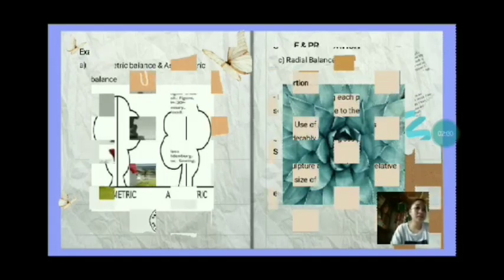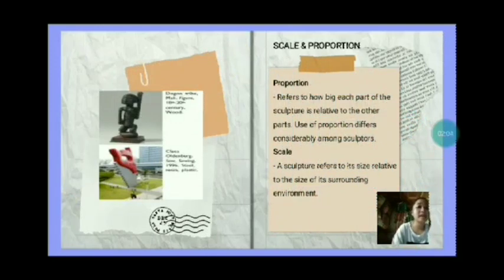So next, scale and proportion. Proportion refers to how big each part of the sculpture is relative to other parts of the sculpture. So this is an example of proportion.